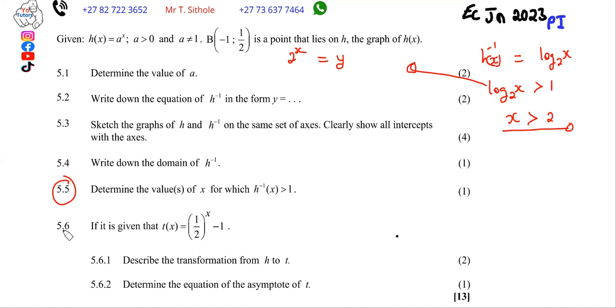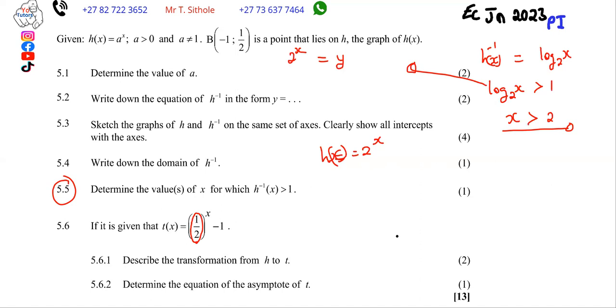Now let's move on to the next question, 5.6. If it is given that t of x is equal to 1 over 2 to the power of x, minus 1, describe the transformation of h to t. Our h there is equal to 2 to the power of x. That's what we know. Now we have a fraction. What does the fraction mean? It means a reflection along the y-axis.